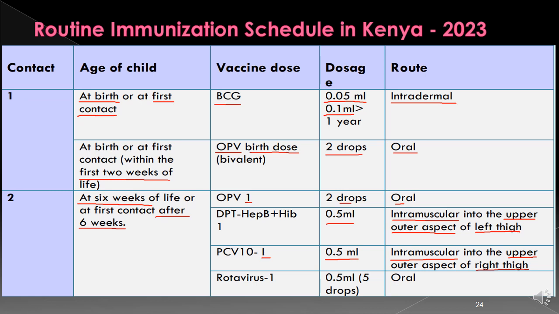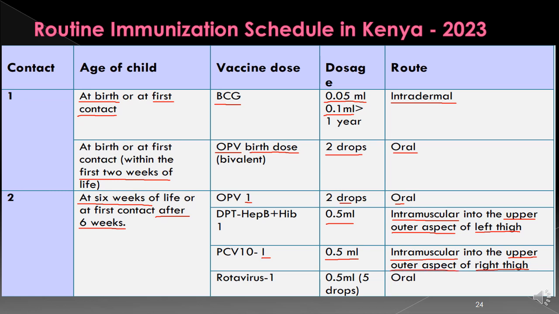or if they're coming to you for the first time after 6 weeks of age. You will give them 2 injections. The DPT1 on the left thigh, upper outer aspect, and you also give them the pneumococcal vaccine on the right thigh at the upper outer aspect.